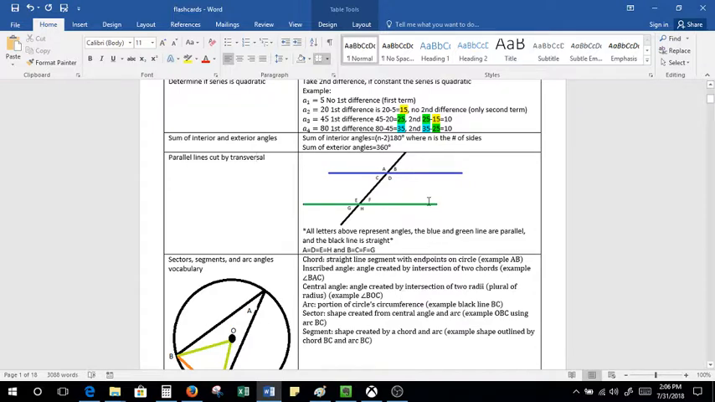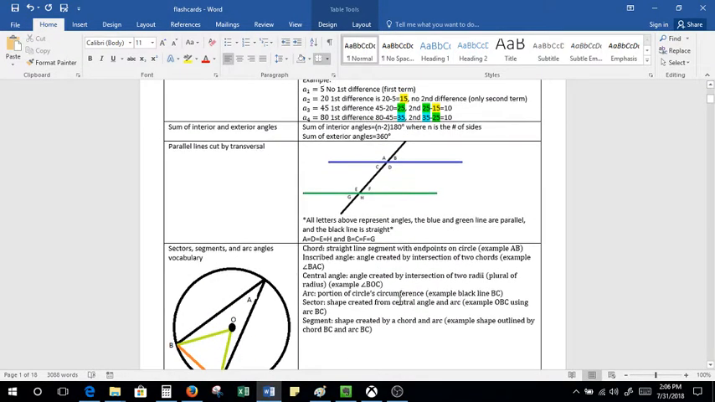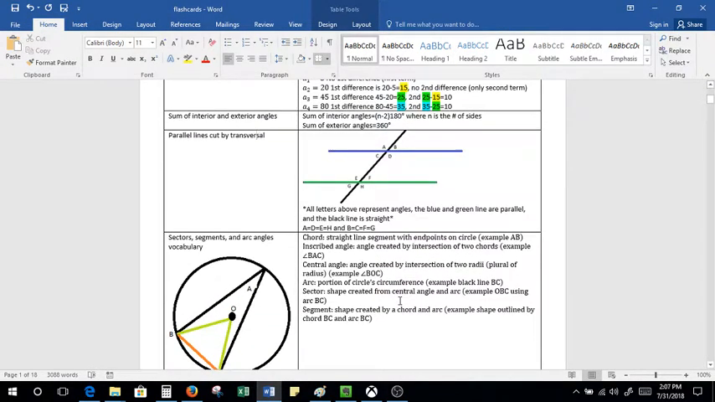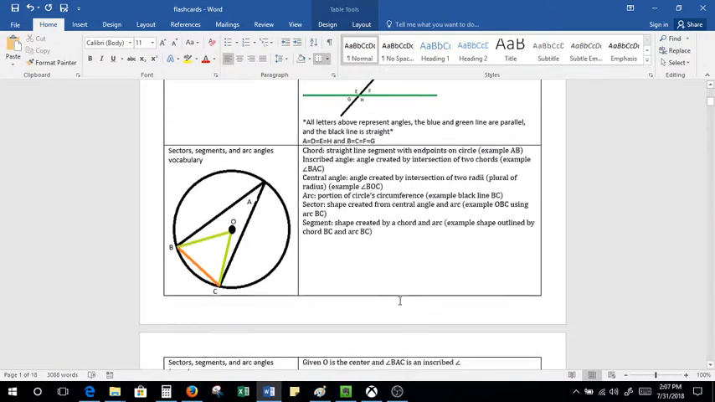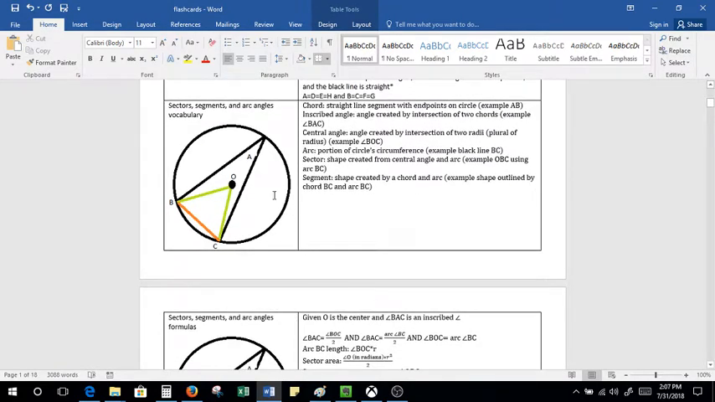If you want to have a deep understanding of that, there are proofs and whatnot for that. But it seems like a fairly easy thing to just memorize and move on. You're not going to really be asked to provide geometric proofs like you would be in a geometry class on the Praxis. Next, we've got sectors, segments, and arc angles.